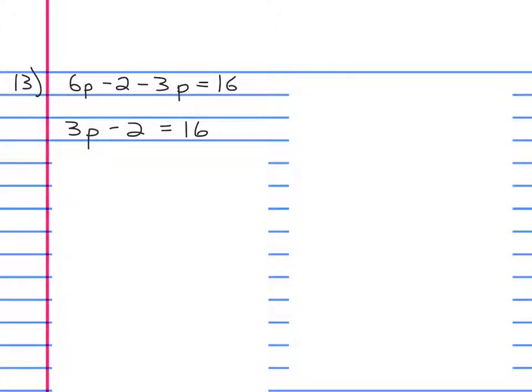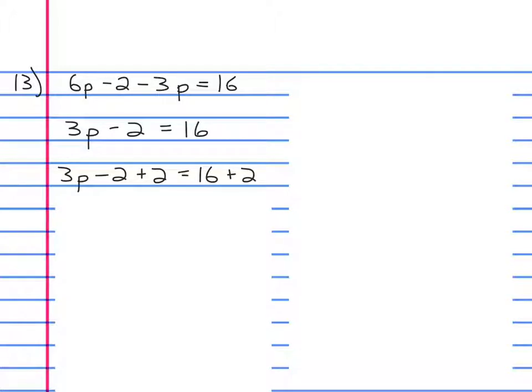Okay? Now what do we do from here? We just solve it like regular. We're undoing what's being done to p. The first thing that we have to do is add 2 to both sides. So I'm doing it on the same line instead of saying plus 2 below it. So what does that look like? This looks like this equation and this equation are equivalent equations, meaning that the same solution, the same value for p, is the solution to it.